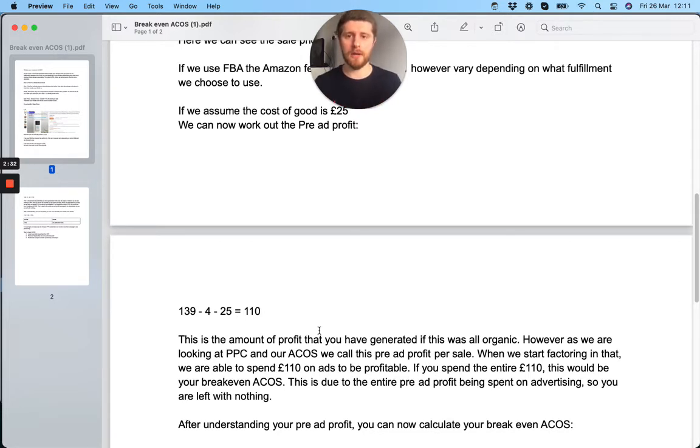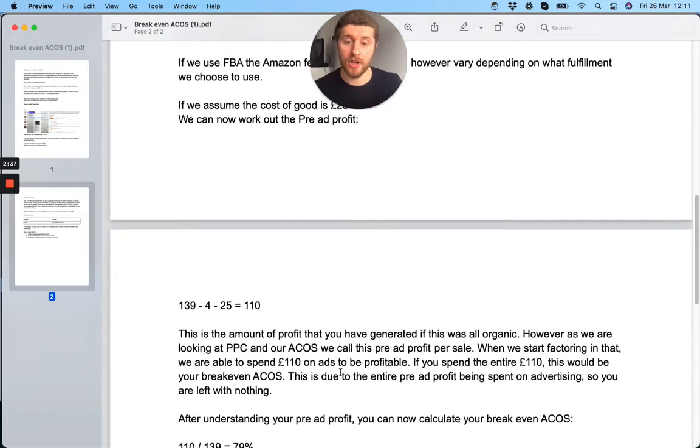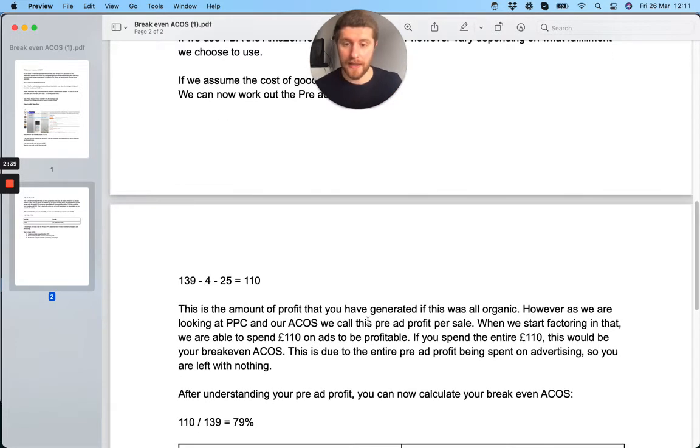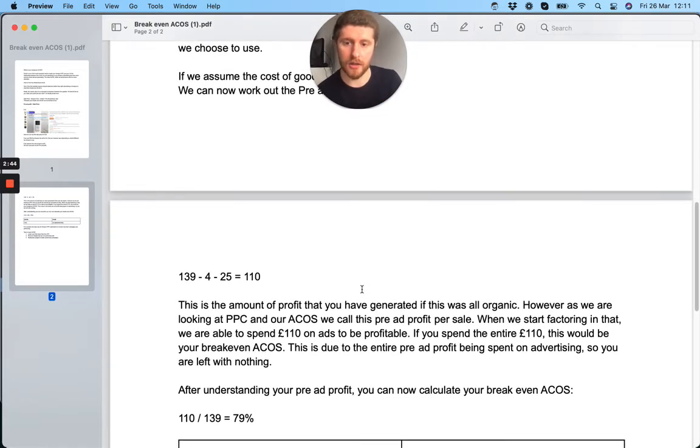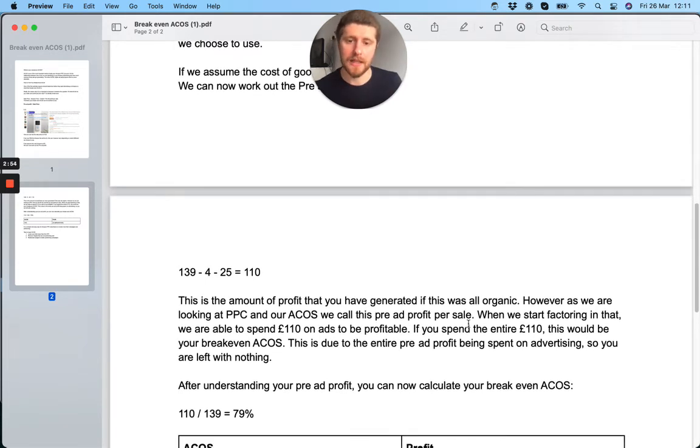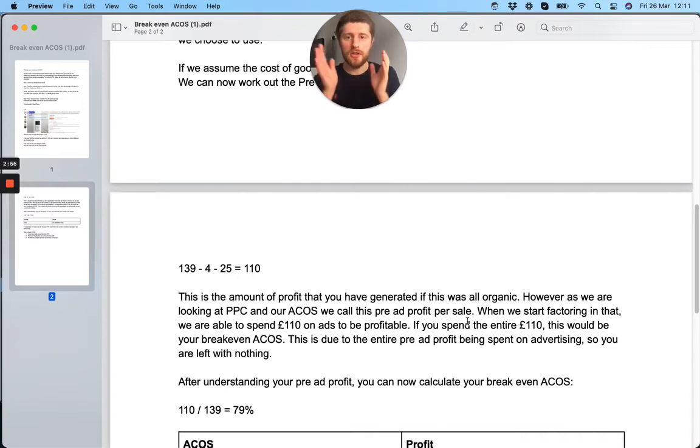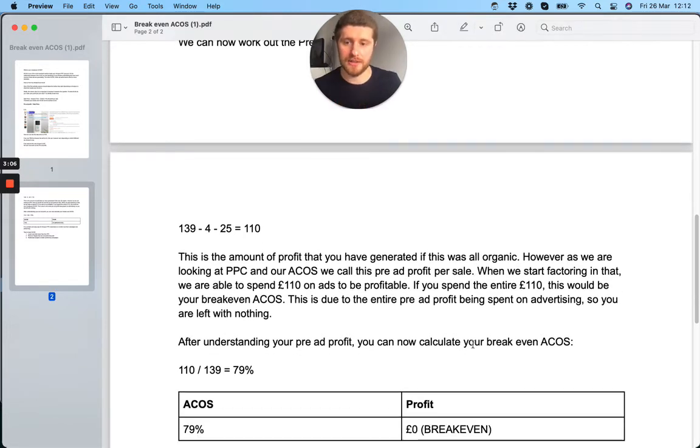Now, because we're talking about PPC and understanding what that break-even ACOS is, we have to factor in that amount. So we now have £110 to spend on advertising to remain profitable. Obviously, there are a lot more factors that come into that, but essentially, if you were to spend the entire £110 on ads, you would just break even. So that would essentially be your break-even point, spending £110 on ads.